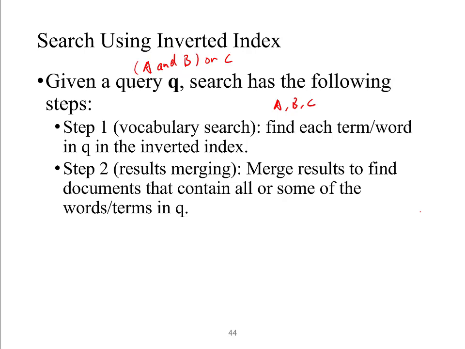Then you merge the result, or merge the posting lists, to find documents that contain all or some of the words or terms in Q. So basically you find the documents that satisfy the query's condition.